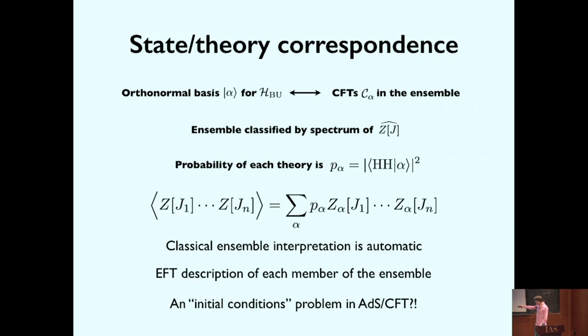So automatically, I just gave you a Euclidean path integral that was reflection positive. I didn't give you anything else. This means that automatically that path integral has an interpretation as a classical ensemble with positive real probabilities. And each member of that ensemble has a complicated but nonetheless complete description in effective field theory. I describe it as a state defined purely with the effective field theory. No high energy stuff needed.